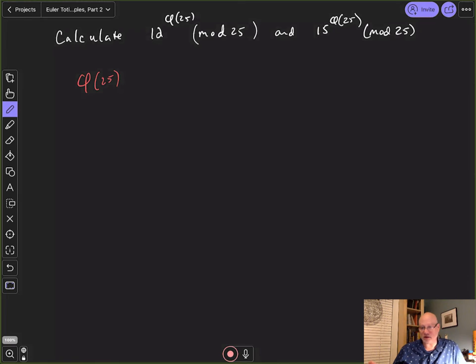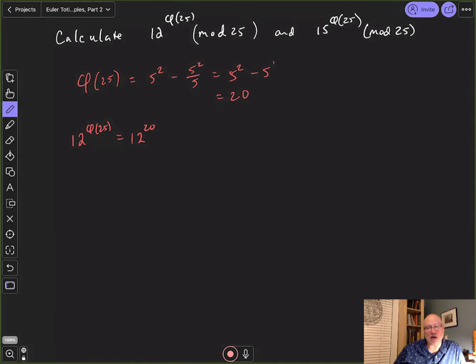Remember, it's really 5 squared. I could start listing these out, but in the previous video we found a rule for that. It's going to be 5 squared minus 5 to the first, since instead of dividing by 3, it's dividing by 5. So it's 5 squared minus 5, which is just 20. So phi of 25 is 20. Okay, so what we're really asking now is 12 to the phi of 25, which is 12 to the 20th.